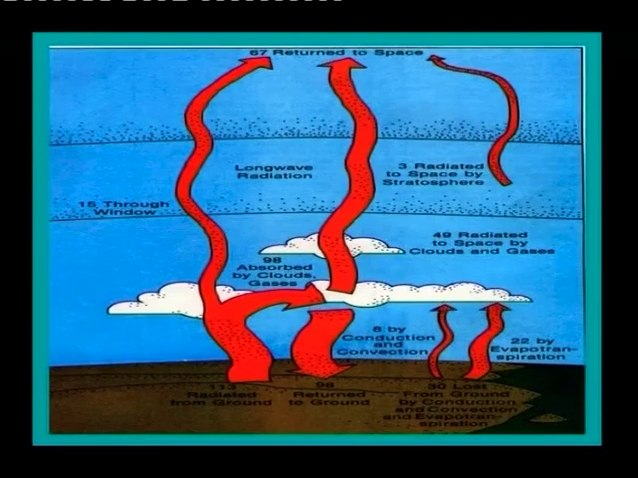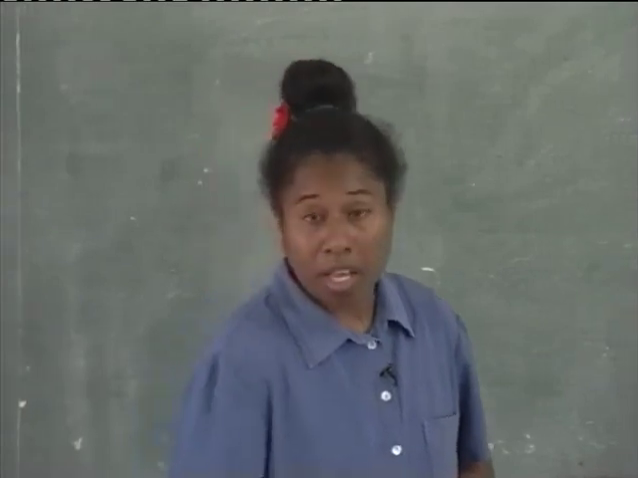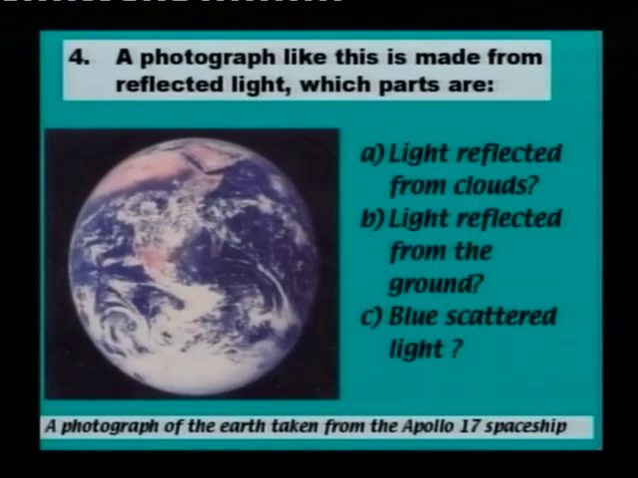With that information, we now have some more activities that I'd like us to work on. Activity number 4: we talked about visible light and light that is actually coming through as one of the wavelengths or radiation that is coming from the sun. Here we have a photograph showing reflected light. And this photograph is a photograph of the Earth taken from the Apollo 17 spaceship.